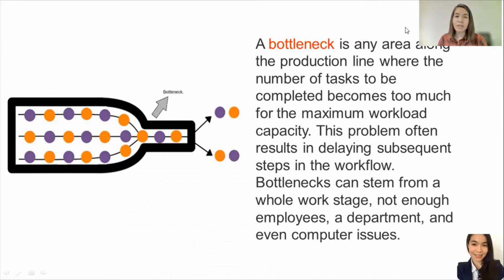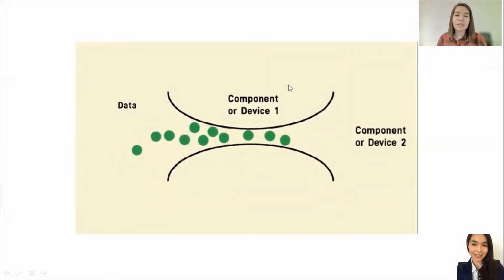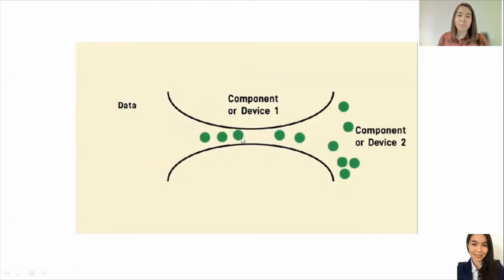So this is to illustrate a bottleneck. A bottleneck is any area along the production line where the number of tasks to be completed becomes too much for the maximum workload capacity. This problem often results in delaying subsequent steps in the workflow. Bottlenecks can stem from a whole work stage, not enough employees, a department, and even computer issues. So as you can see, this is just a visual representation of a bottleneck. It is a point of congestion in the production system.